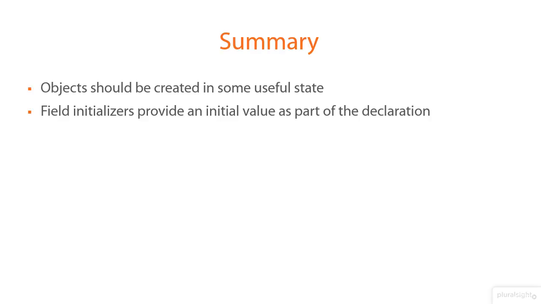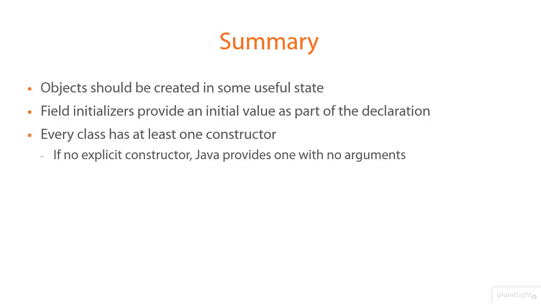In terms of how we can initialize our objects, we saw there's a number of ways. The simplest way is field initializers that allow us to just associate a value with a field as part of its declaration. As we associate code with our object creation, we have constructors, and every class has at least one constructor. If we don't provide a constructor, Java will provide one that has no arguments on it.